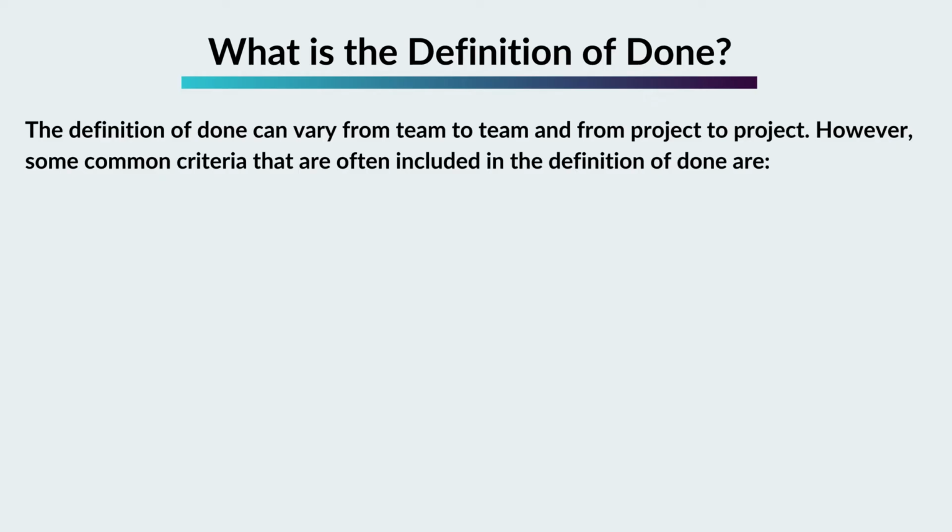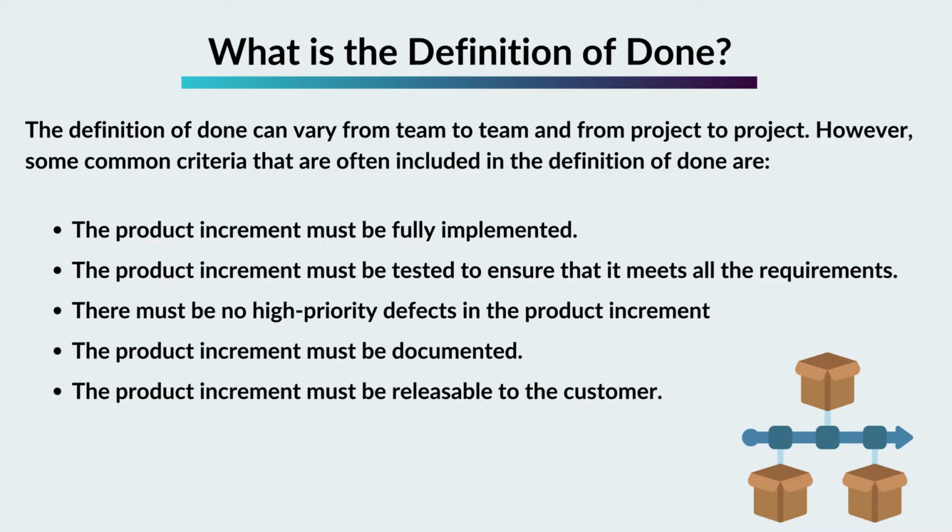However, some common criteria that are often included in the definition of done are: the product increment must be fully implemented. The product increment must be tested to ensure that it meets all the requirements. There must be no high-priority defects in the product increment. The product increment must be documented. The product increment must be releasable to the customer.